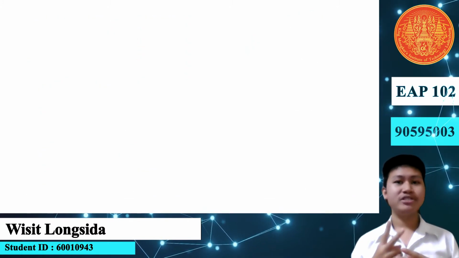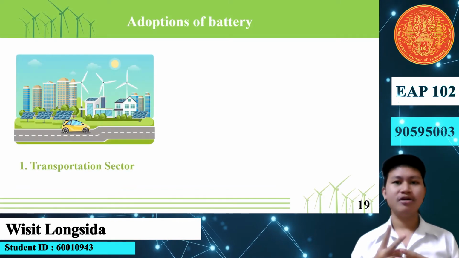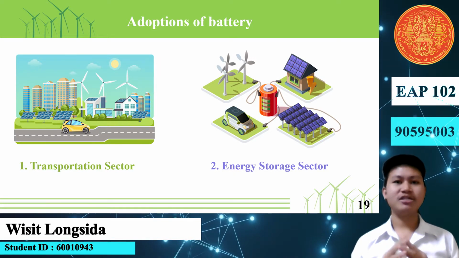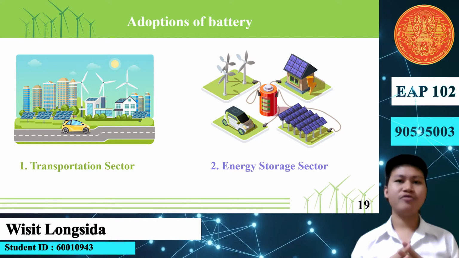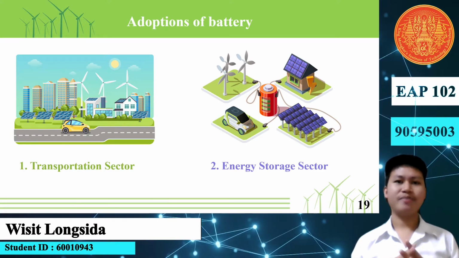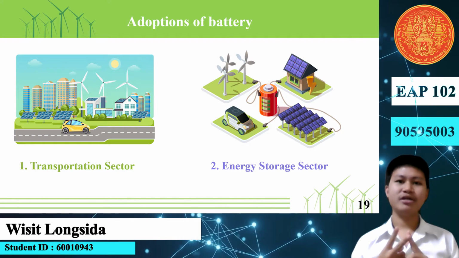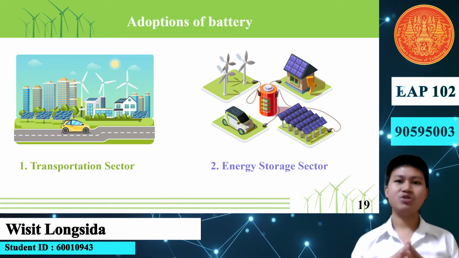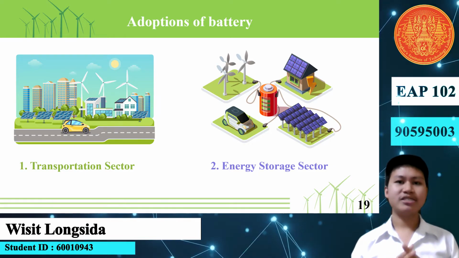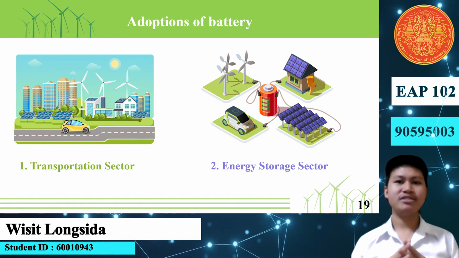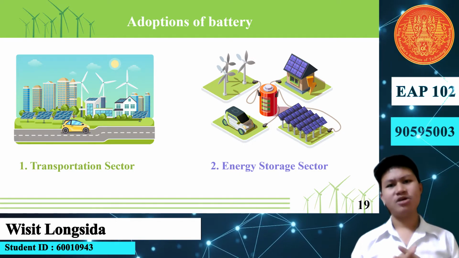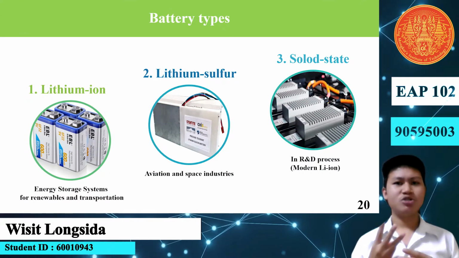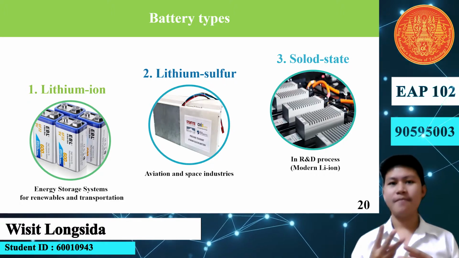There are two key potential applications for battery. First, the transportation sector would benefit from more powerful batteries with a longer lifespan. And second, battery can complement intermittent renewables such as wind and solar by storing excess power and hence stabilizing the grid. Next, we will show you about three battery technologies that could power the future.